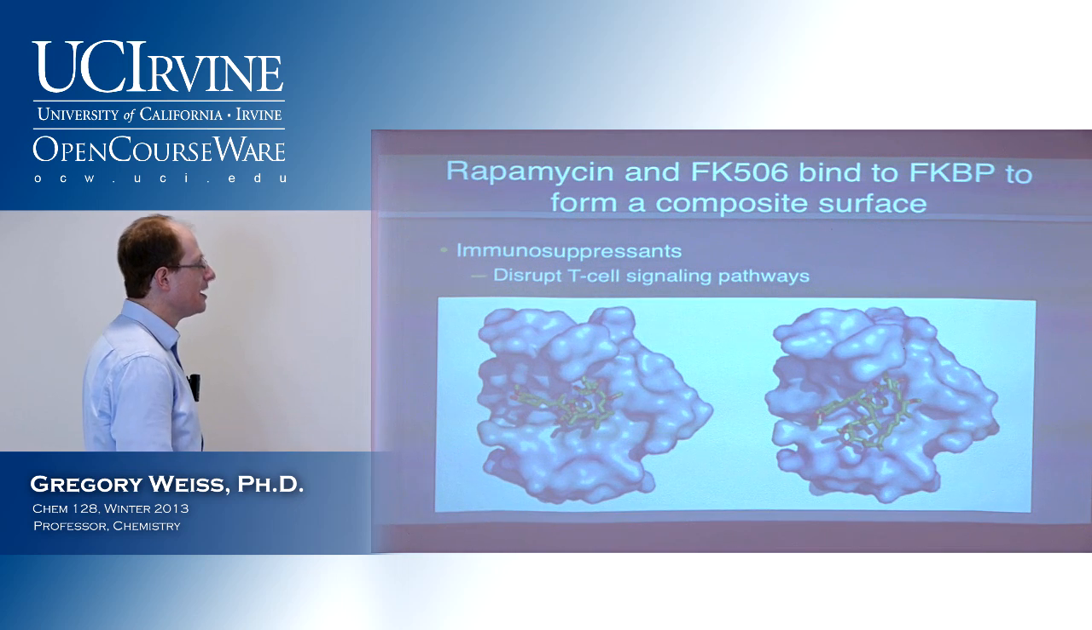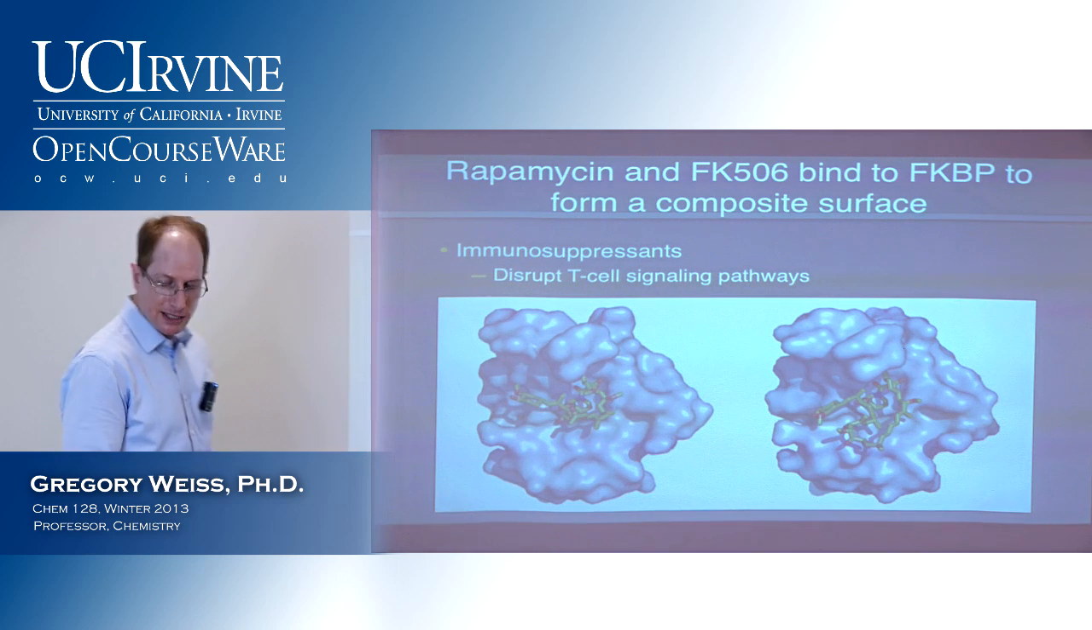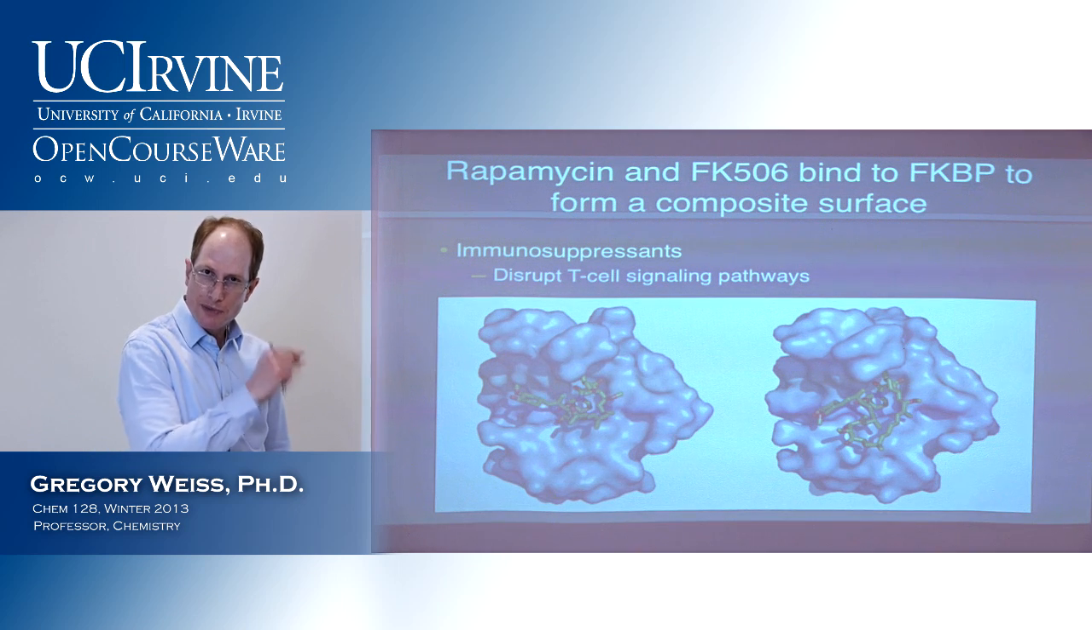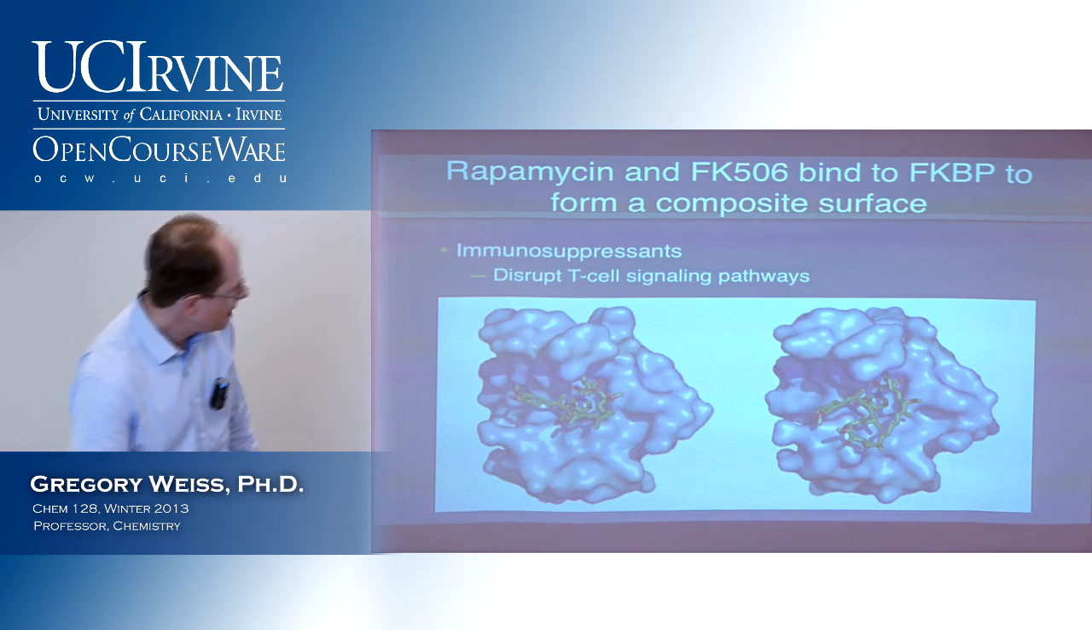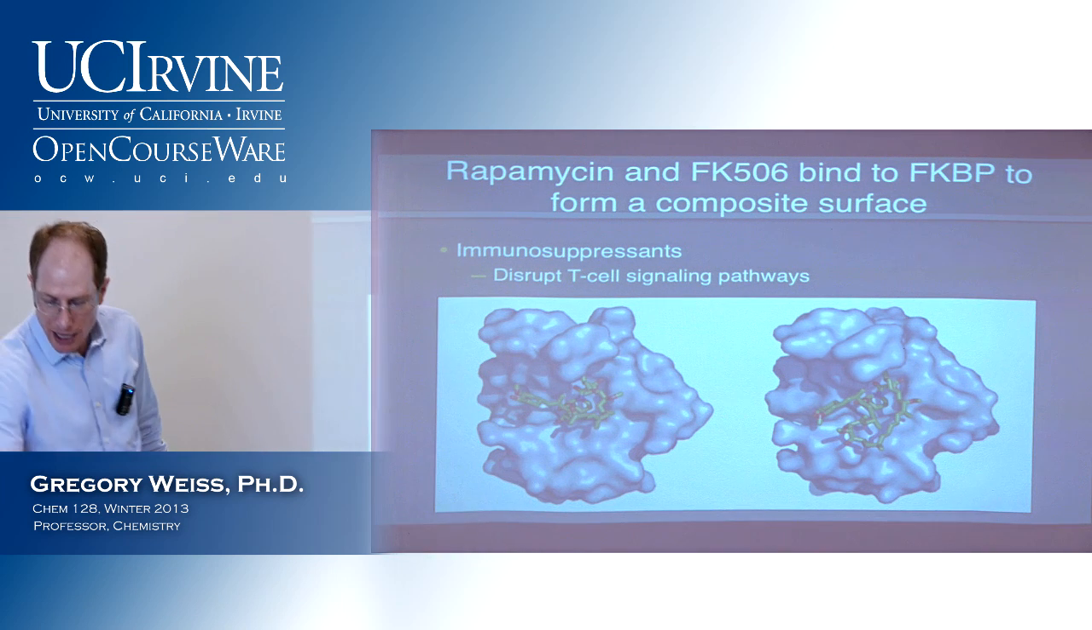So the ligand is the immunosuppressant drug. The receptor is the FKBP. And notice that this is finding a really deep binding pocket to bind to. Let's zoom in, okay? Let's take a closer look. So imagine now that we can zoom in just looking at the green ligand.